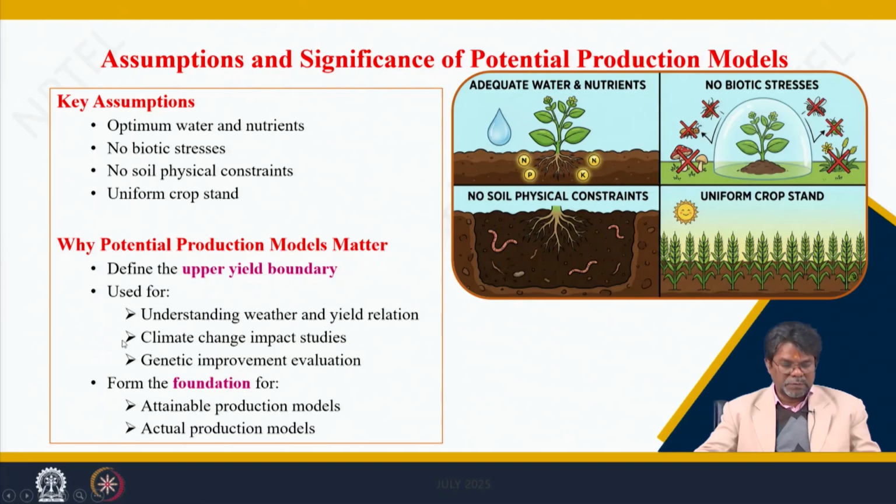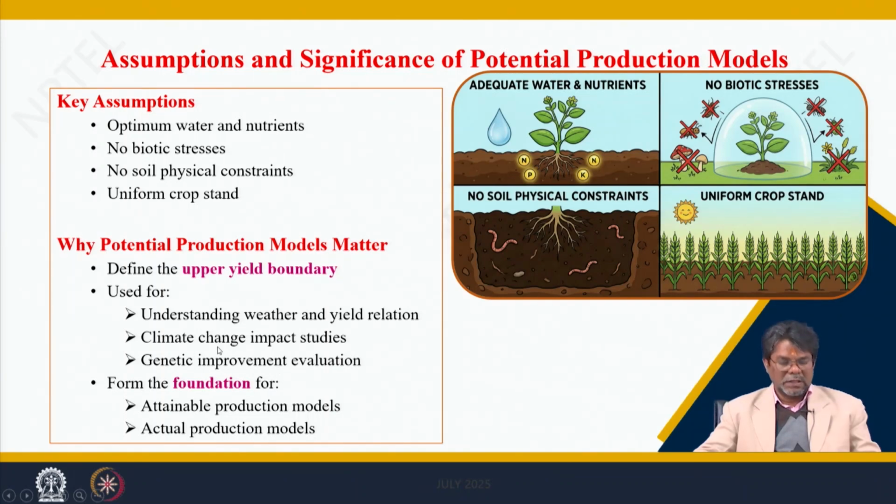Of course, we can use it for climate change impact studies. A model built for potential production simulations can tell us, if there is rising temperature, varying CO2 levels, and varying solar radiation, how the yield will be influenced. Then we can also use it for genetic improvement evaluation.